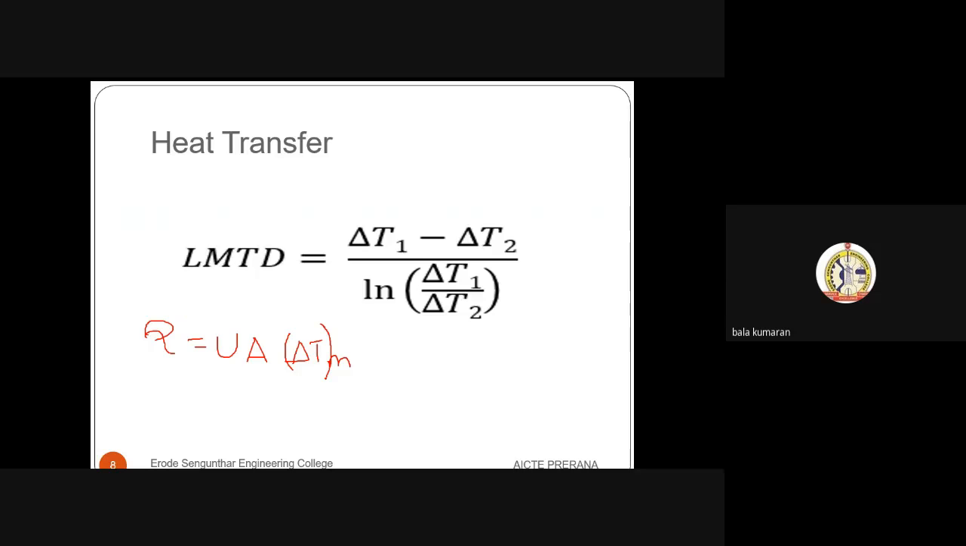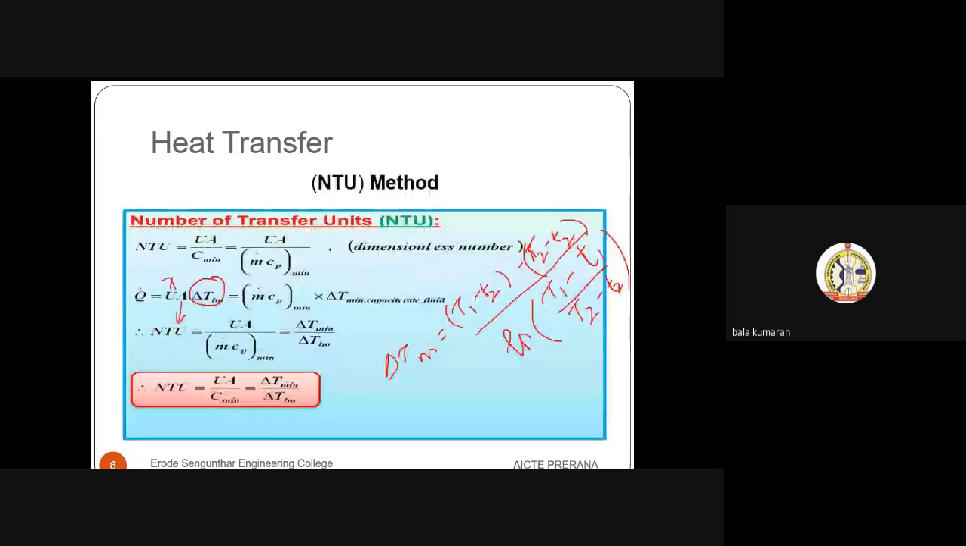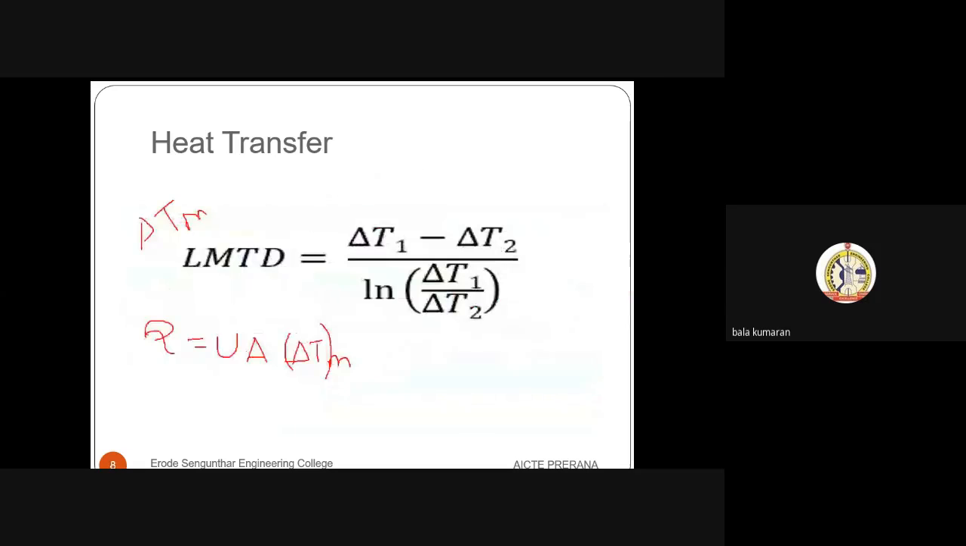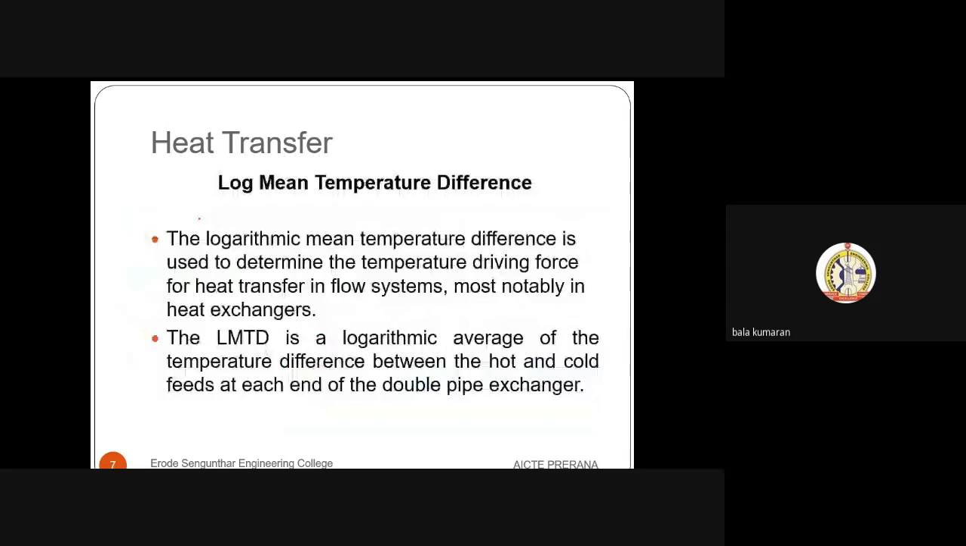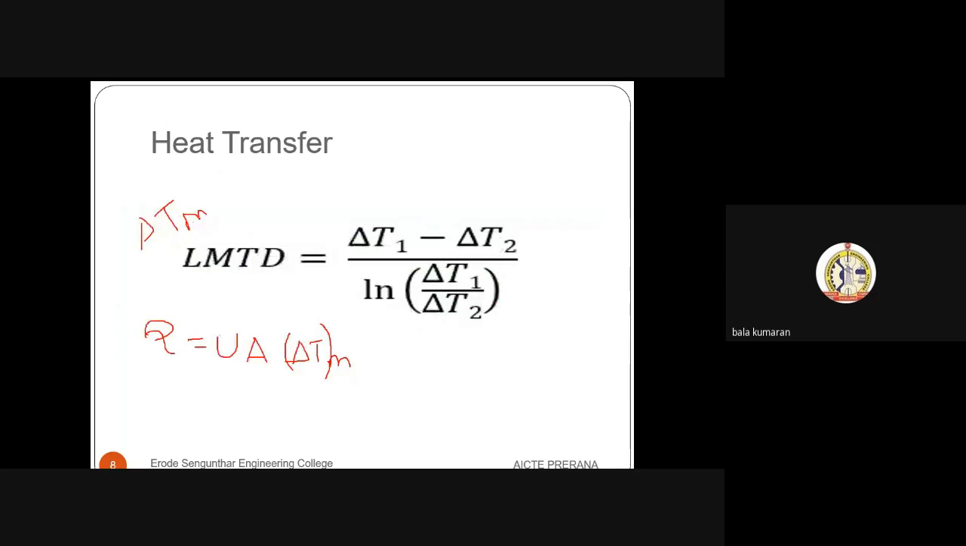The del Tm is the same logarithmic mean formula in which we use the temperature difference. These are two simple formulas. We know Q is equal to UA del T, and U is equal to Q by A del T. Both are the same. Whereas the NTU method is UA by C minimum, and the LMTD formula is del T1 minus del T2 by ln of del T1 by del T2.